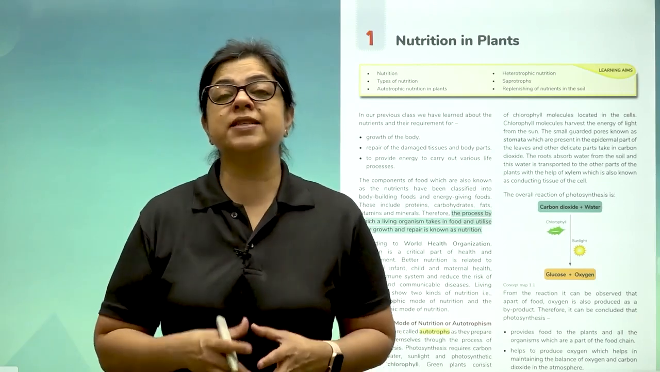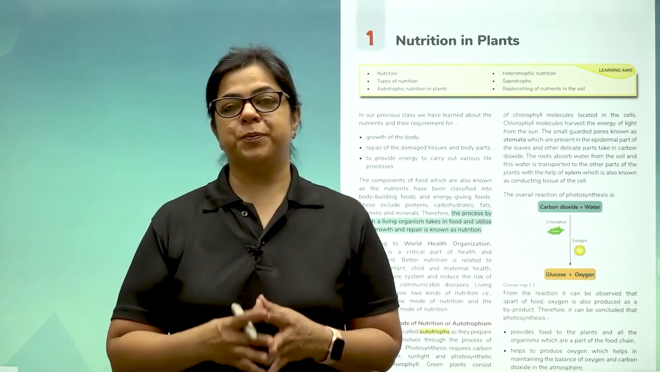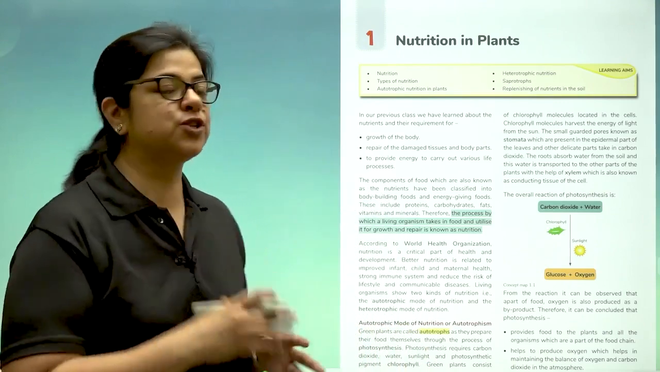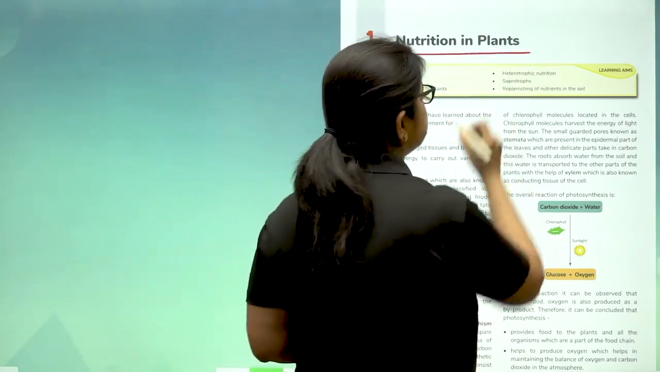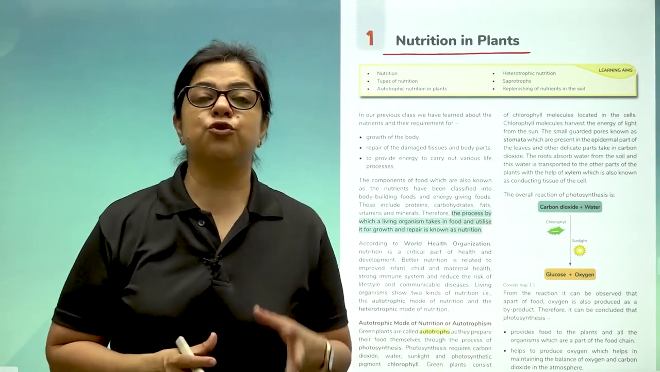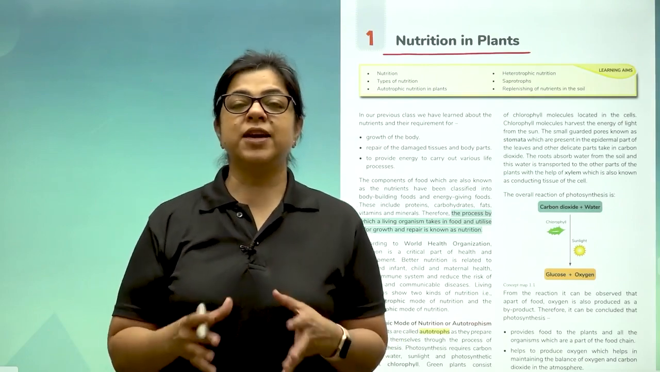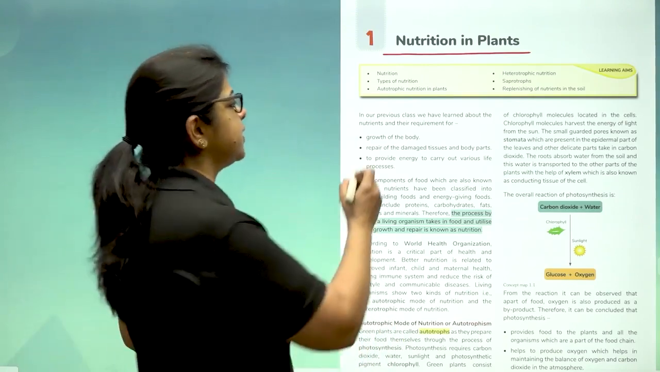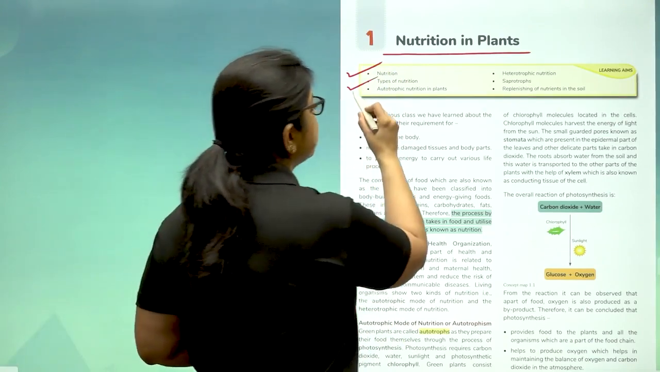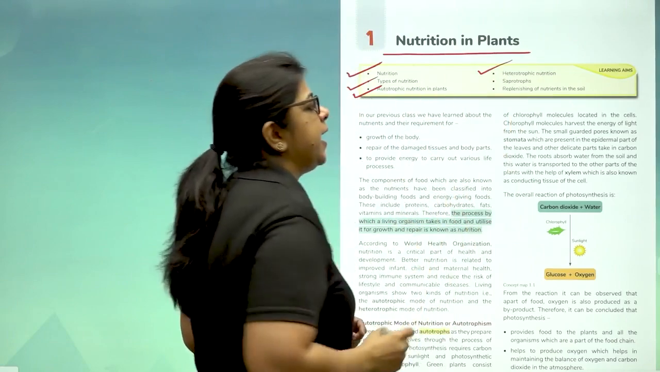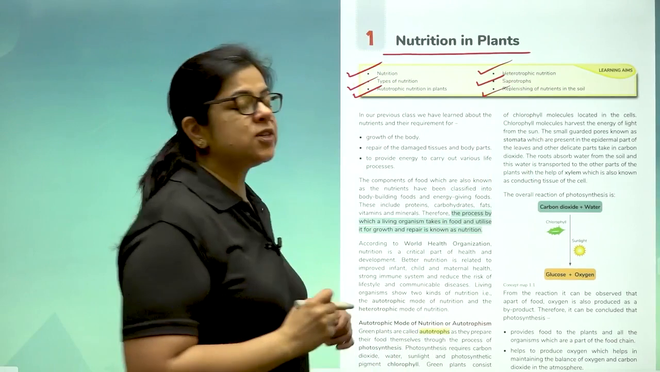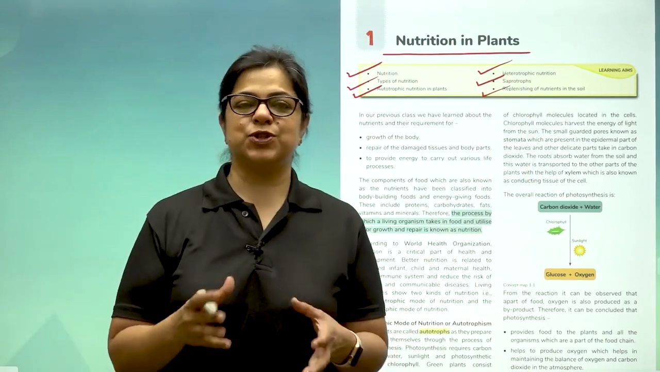So children, this is the importance of having food. And the process of taking enough food is known as nutrition. So welcome to the first class of your new session. Chapter number 1, Nutrition in Plants. Today we are going to learn what is nutrition, what are the types of nutrition, autotrophic nutrition in plants, heterotrophic nutrition, saprotrophs, and replenishing of nutrients in the soil.